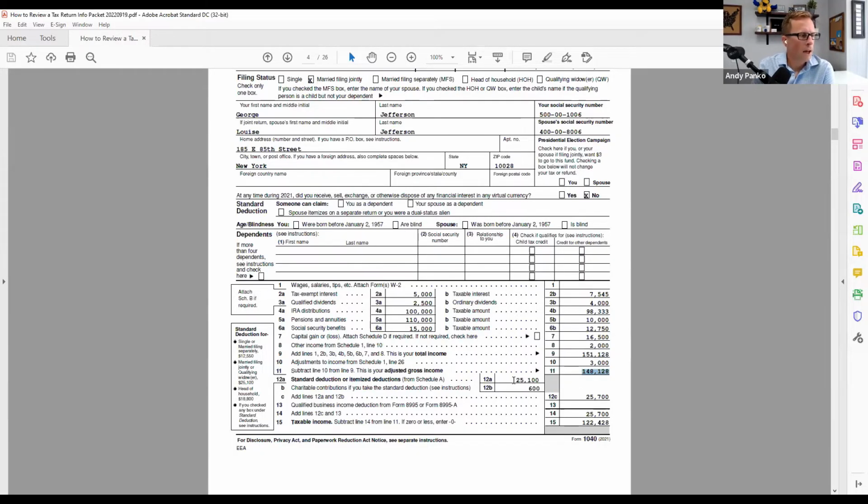Moving on, line 12A, standard deduction or itemized deduction. So without getting into too much detail, every taxpayer is entitled to take what's called the standard deduction. It's approximately $25,000 for a married couple, half of that for single folks, and adjusts every year for inflation. If that is larger than what your itemizable deductions would be, you'd be better off taking the standard deduction, or vice versa. So Schedule A is what shows the various itemized deductions.